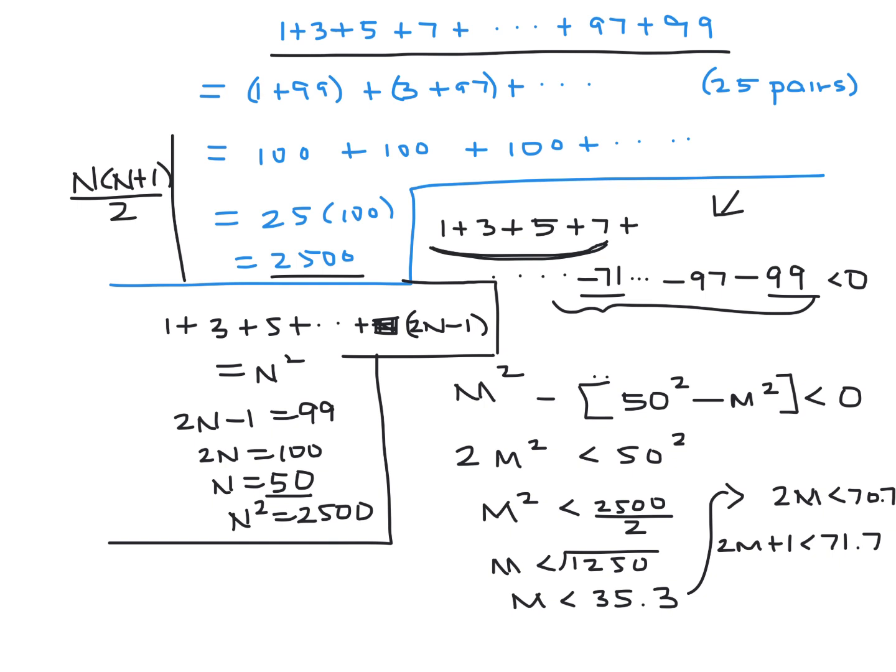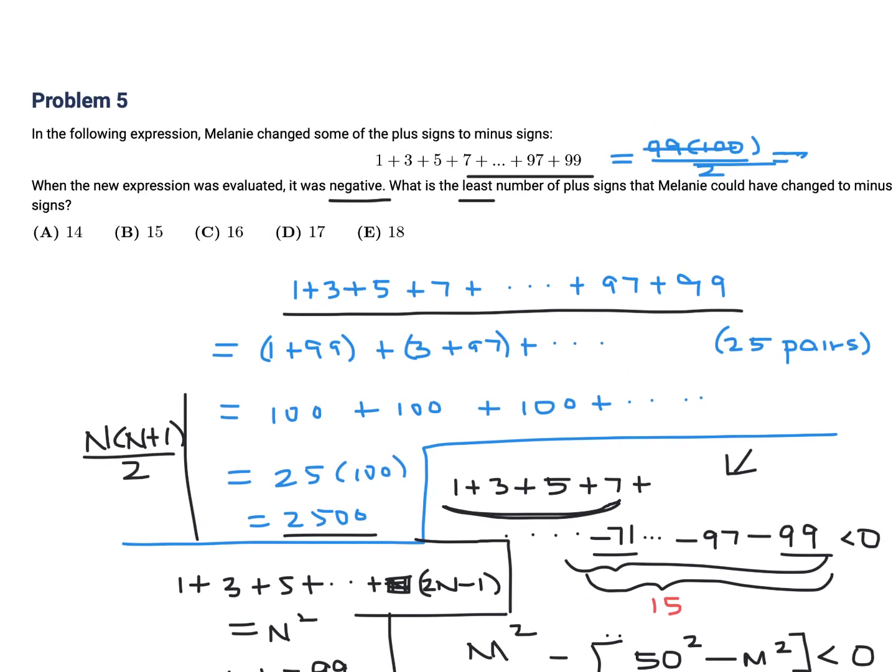And that's very important. Then you just have to count how many numbers there are from there to there: 71 until 99, the odd numbers. And when you do count them, you get 15. So 15 is the answer. So that would be B.